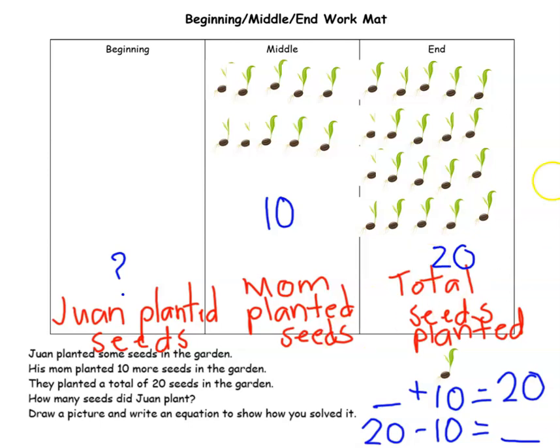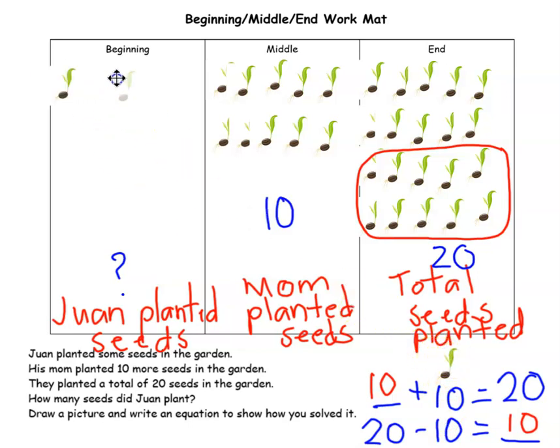So if I have 20 and I take away 10, let's think. I have groups of rows of 5 here. 1, 2, 3, 4, 5. 5, 10, 15, 20. So if I take away 10 of those, how many am I left with? That's right, 10. And I know easily it's a double that 10 plus 10 equals 20. So let's add the 10 that Juan planted.